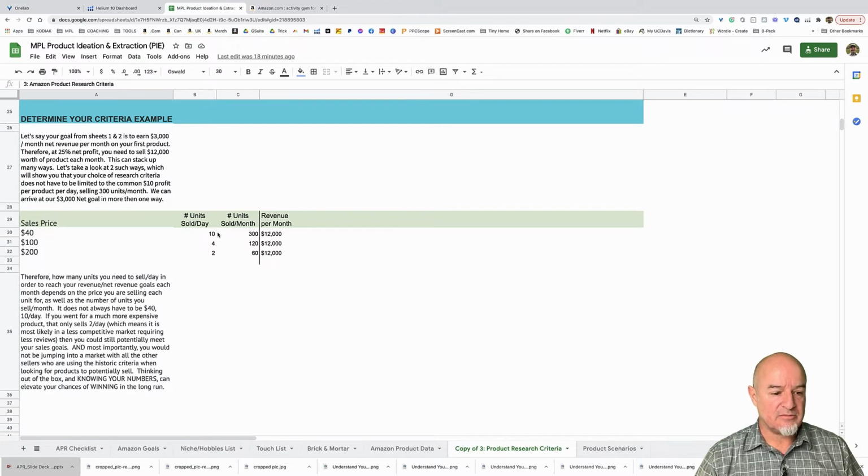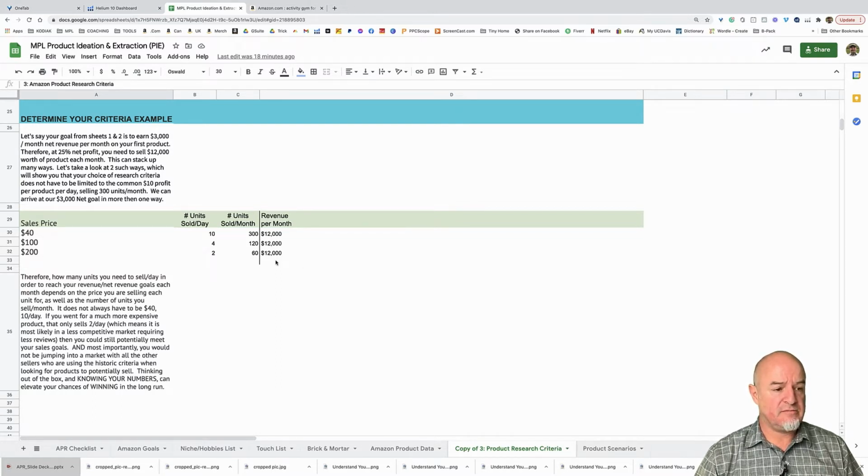You can possibly get away with ordering 150 units, let's say, at $25, and you're under $5,000 for your product order. And so many other sellers have not gone for those higher priced products. You can take it even more extreme and go for a $200 price tag product and order even less and still meet your revenue goals.